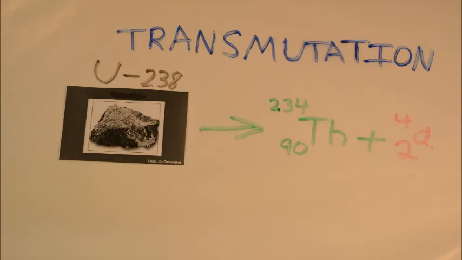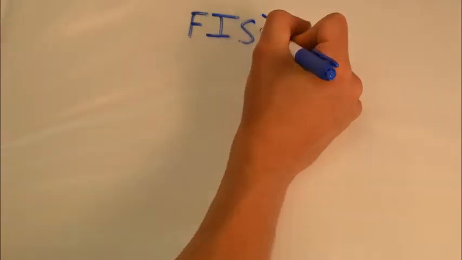Gamma decay occurs when a nucleus changes from a higher energy state to a lower energy state through the emission of photon radiation. This type of radiation has virtually no mass and does not affect the atomic mass or number.